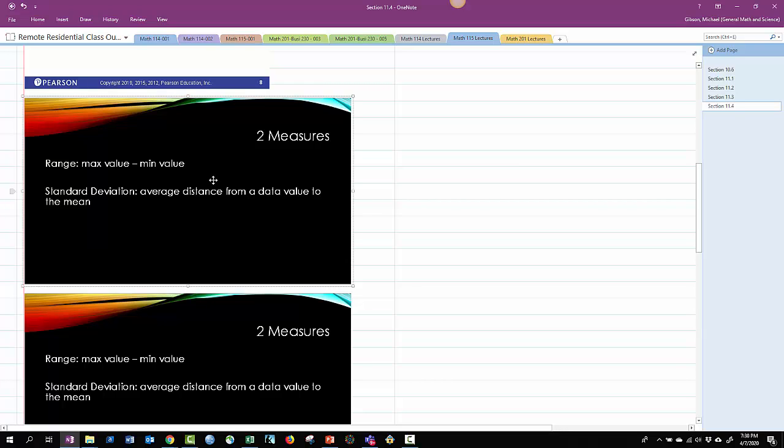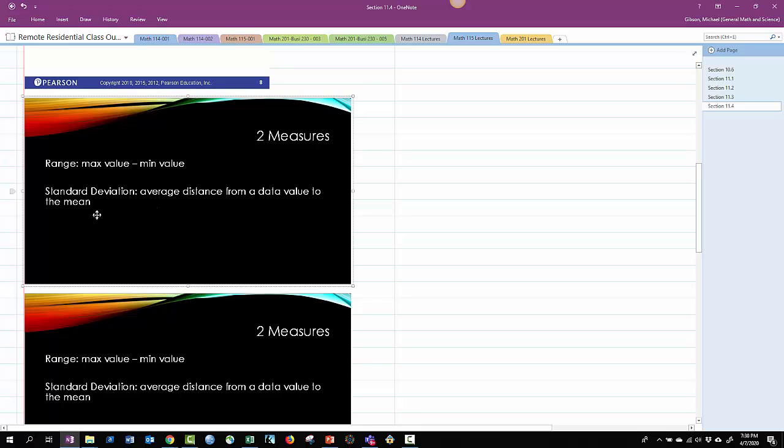Now, our book has two different measures of spread or variation that we're going to talk about. The first one is range, and it's simply the maximum value in the data set minus the minimum, right? High minus low. And the second one is standard deviation, and it's the average distance from a data value to the mean.